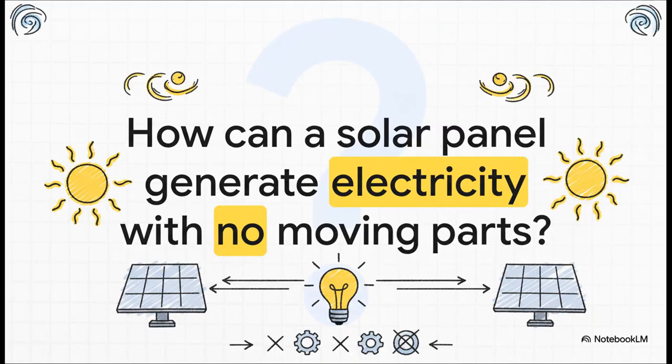Okay, so let's dive right in with the central question. You look at a solar panel, it's completely still. There are no turbines, no gears, no combustion. So how in the world does it create energy? It feels like magic, but it's actually some really elegant physics at work.